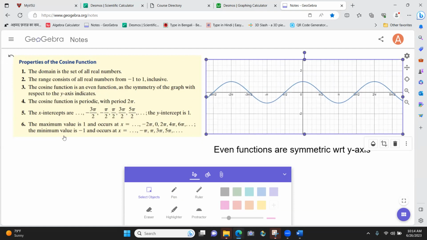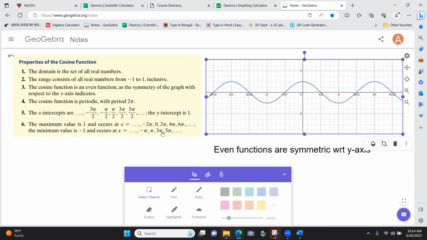And what is the minimum value? Here, at -pi, right here, and pi right here. And then the next one comes up at 3 pi and so on. So these are the properties of the sine and cosine functions that you really want to understand.